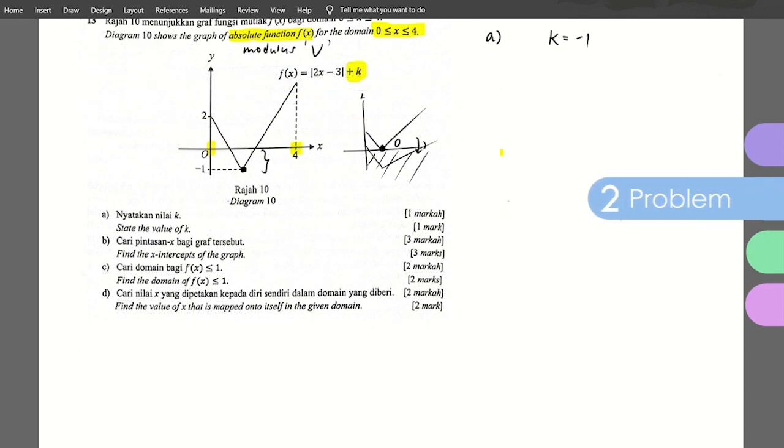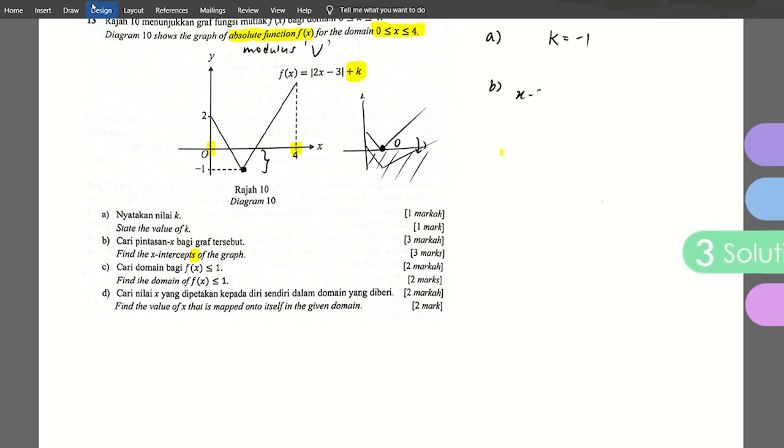So let's go to part B, which is to find the x-intercepts. Take note that this question says intercepts, meaning there are two answers. For the x-intercept, quite simple. In order to find this, we need to let y equal 0, or f of x equal 0. In this chapter, f of x and y are the same. They can be interchanged. Now we just change to f of x equals 0.